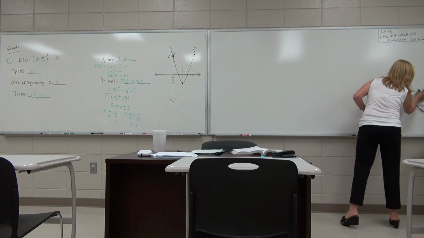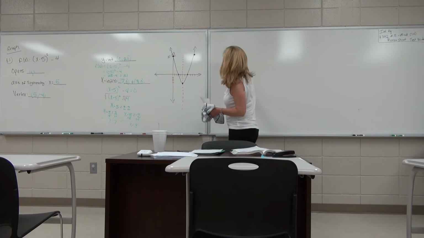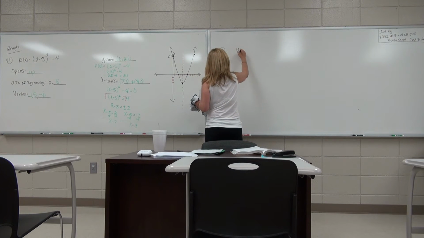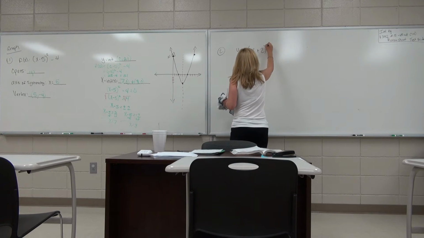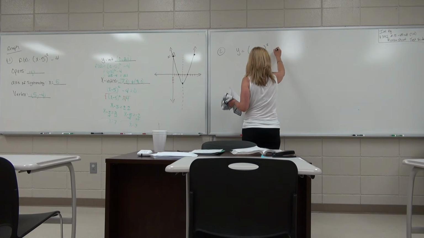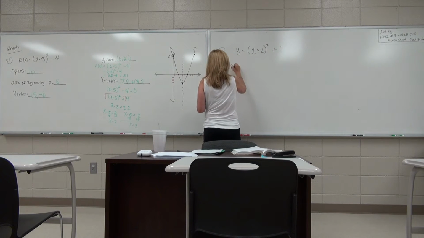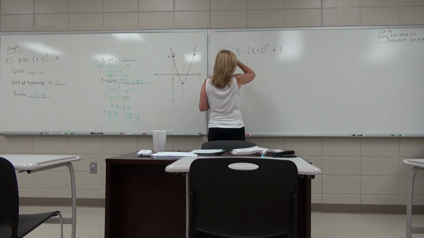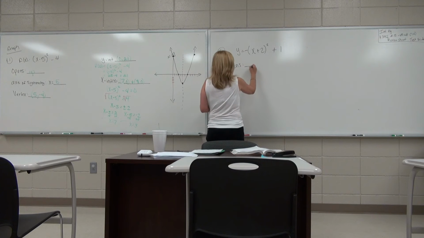Well, you know what? Before I do that, let me give you one example of this one to do on your own. So I'll give you number 2. Let's say I want you to graph y is equal to negative (x plus 2) squared plus 1. I want to see how smart you can be if I put a negative out there in front. Okay? I think you can still do it.